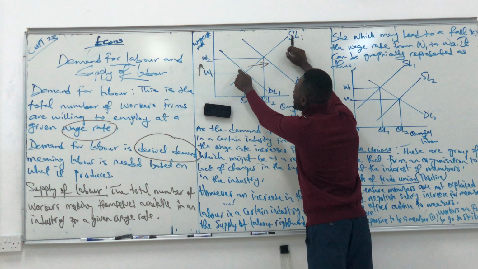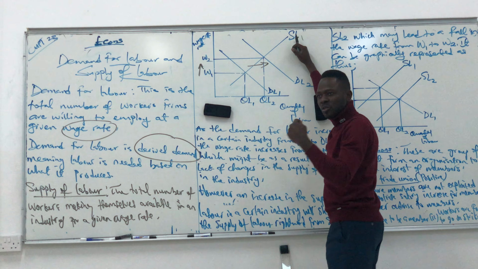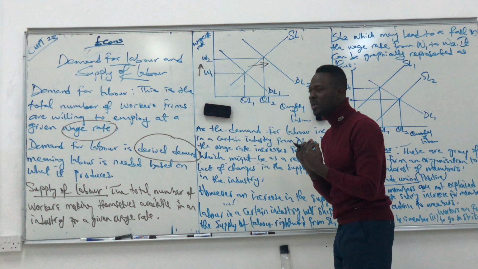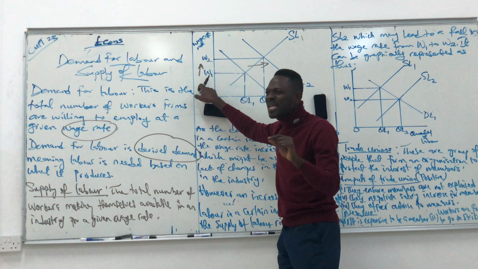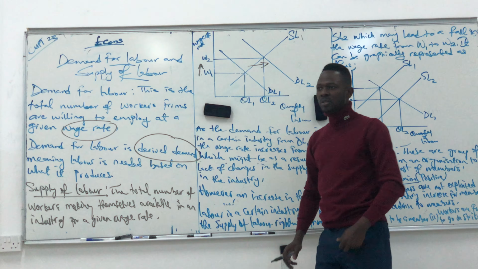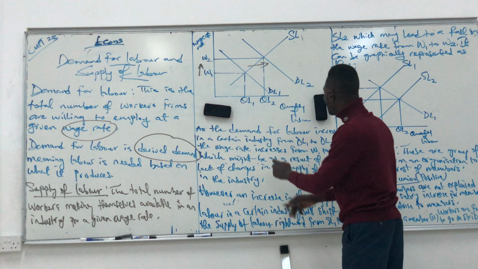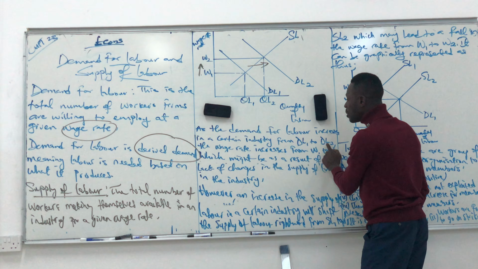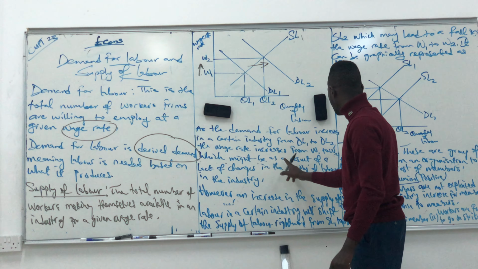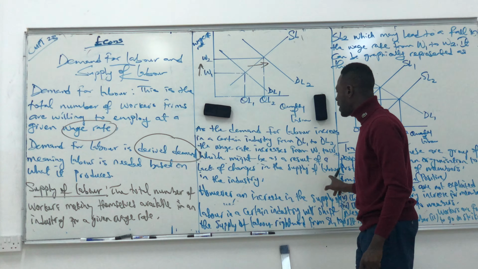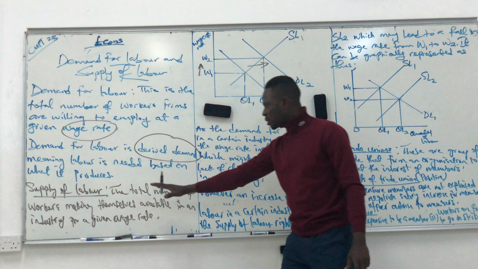This is the equilibrium wage rate. But in this industry, we need more workers. Because we need more workers, the demand for workers will increase from DL1 to DL2. Immediately, the wage rate will rise from W1 to W2. Is it clear? Yes. So, as the demand for labor increases in a certain industry from DL1 to DL2, the wage rate increases from W1 to W2, which might be as a result of the lack of changes in the supply of labor in that industry, which remains as SL1. We know what supply of labor is now.